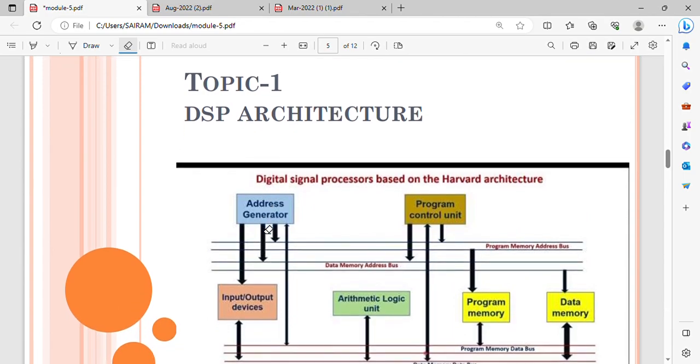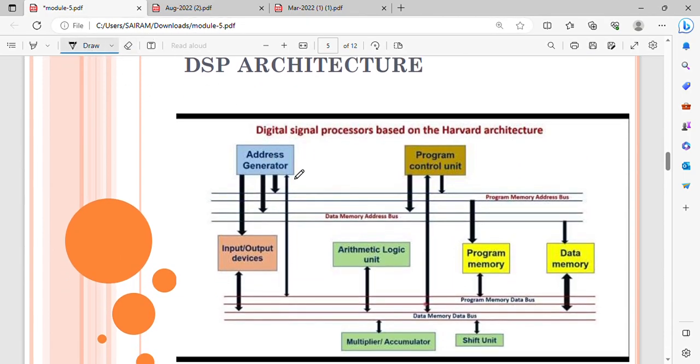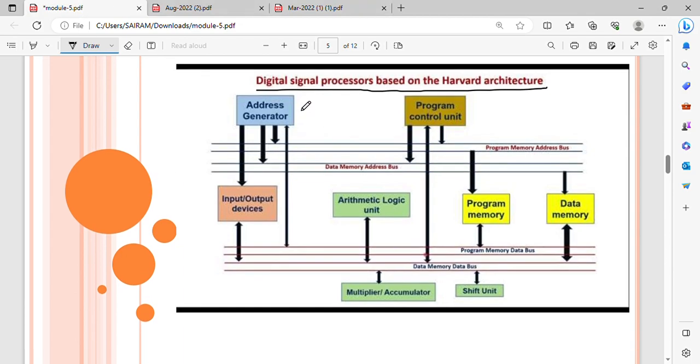So what is the diagram of DSP architecture? This is the diagram of a digital signal processor based on the Harvard architecture. In the diagram, you have an address generator, which generates the address, and you have input devices and output devices. Input devices are what you give input to, and output devices are whatever output you get. So you can display data from the output devices.